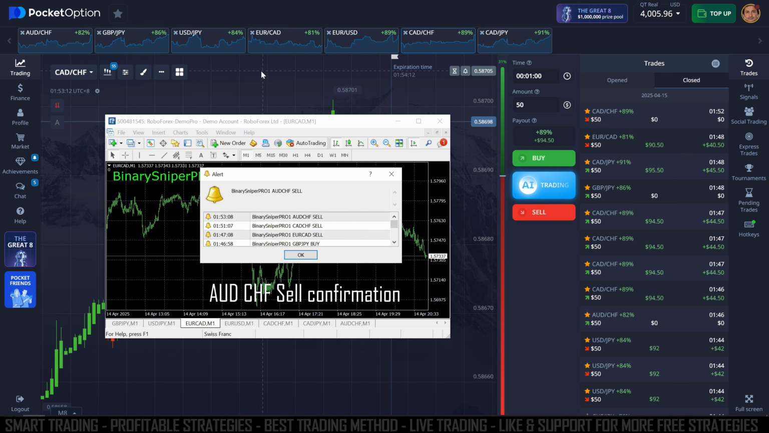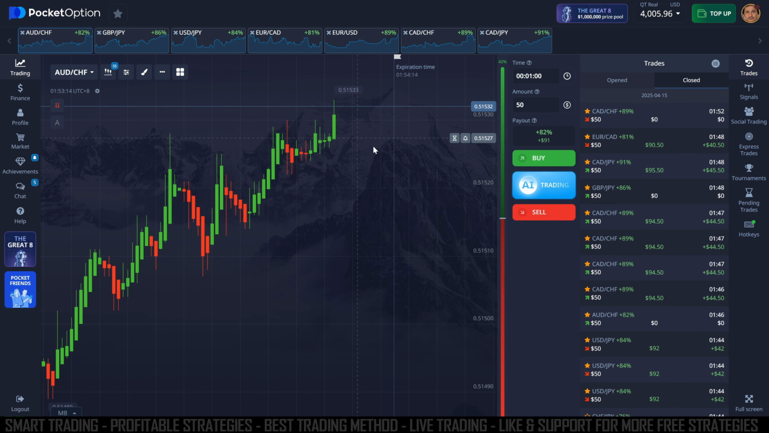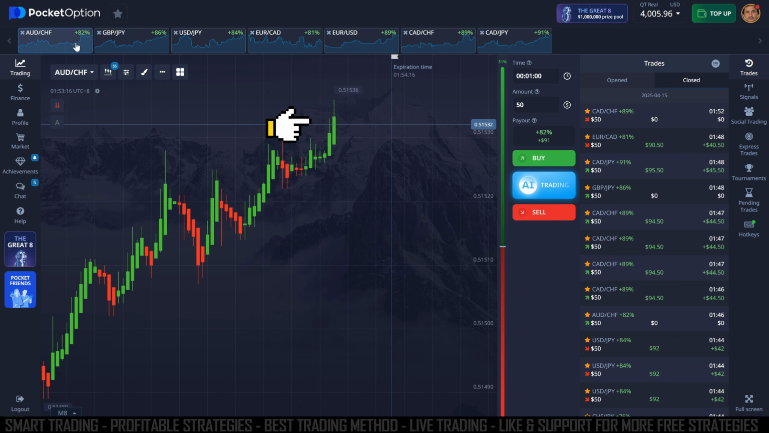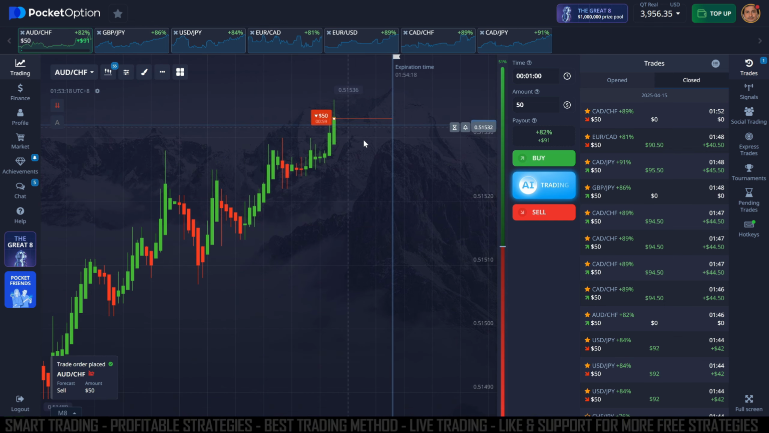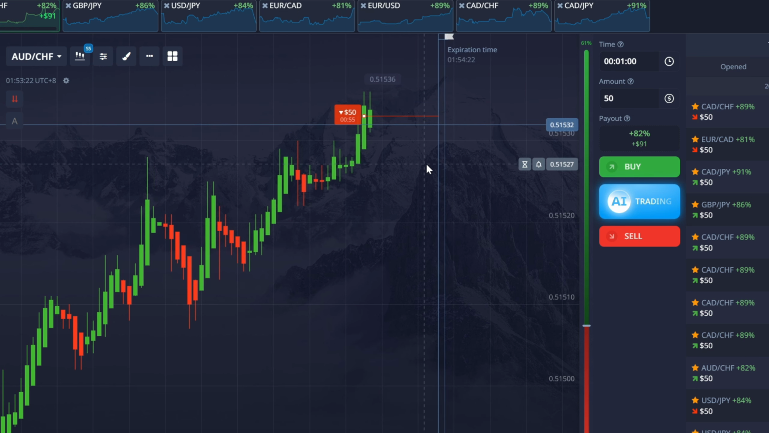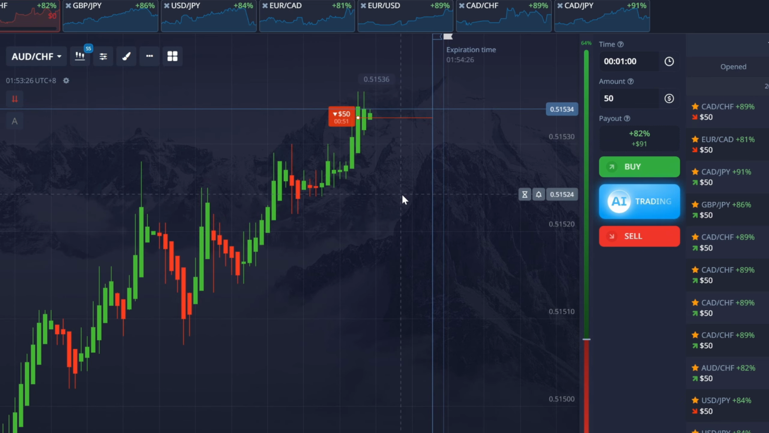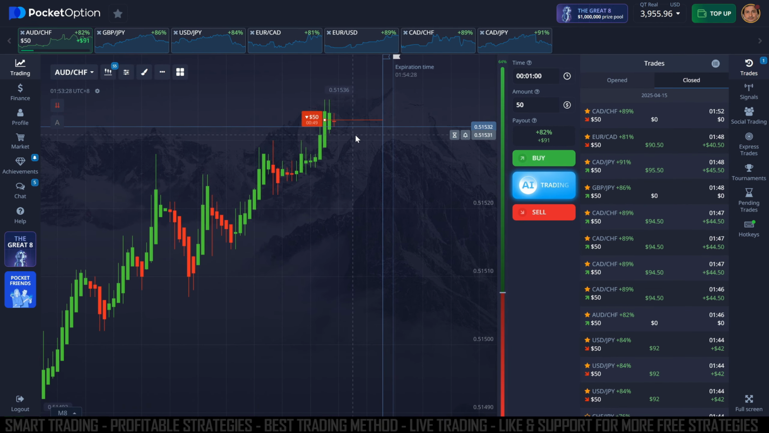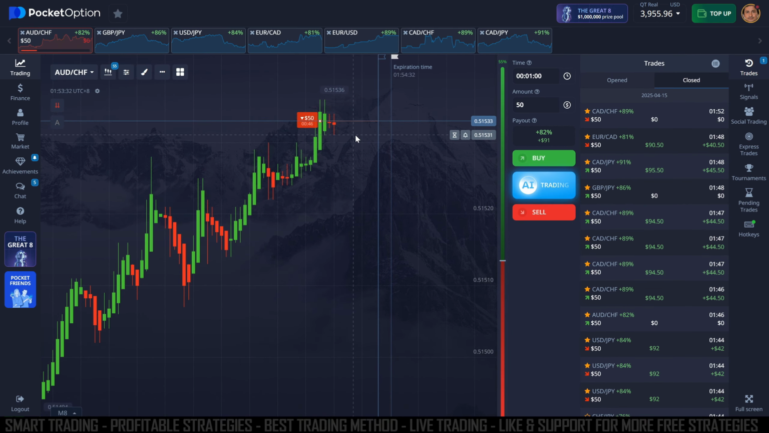AUD-CHF has triggered a sell alert confirmation. The overall trend is going upward and moving smoothly. Let's trade with the downtrend for 1 minute. We are using 5-second Heiken Ashi candles for smoother trend analysis, with a trading duration of at least 1 to 2 minutes. With our session here, we're trading for 1 minute.